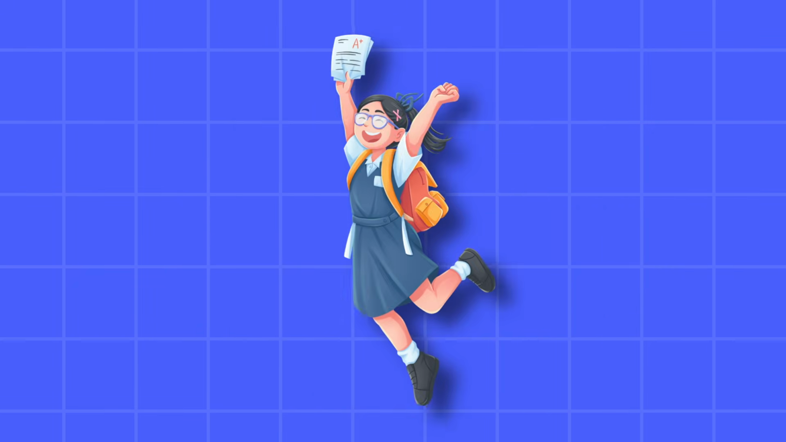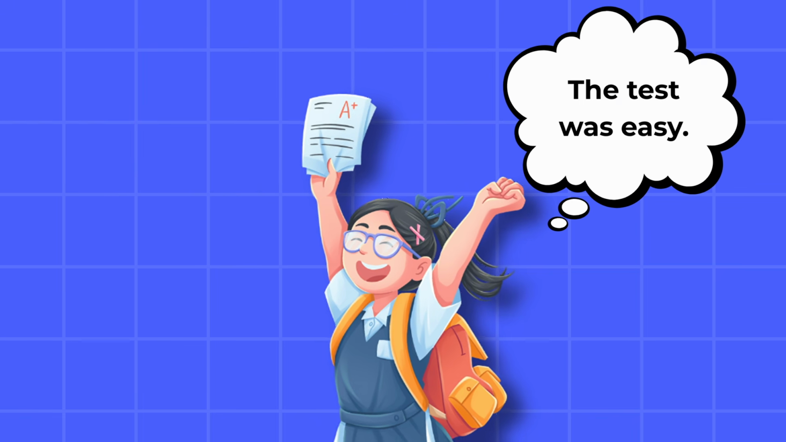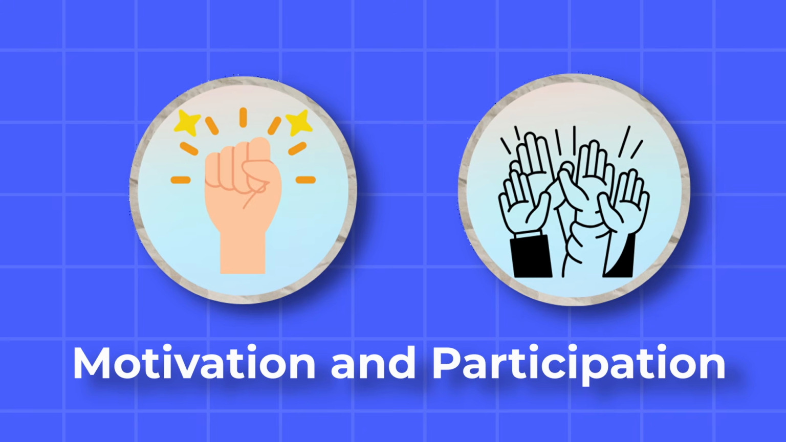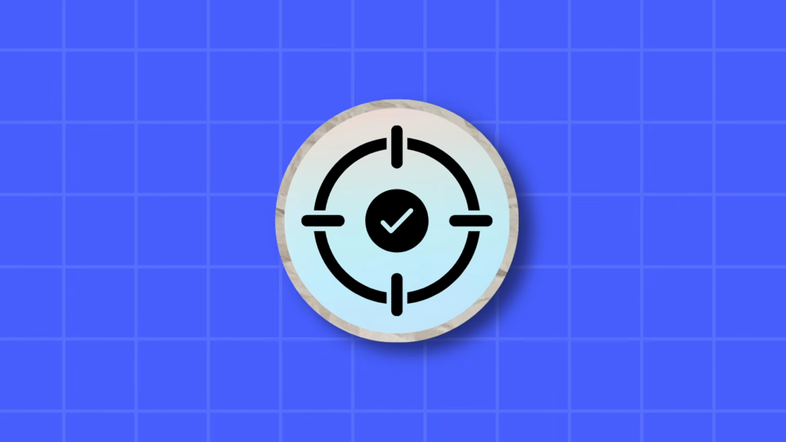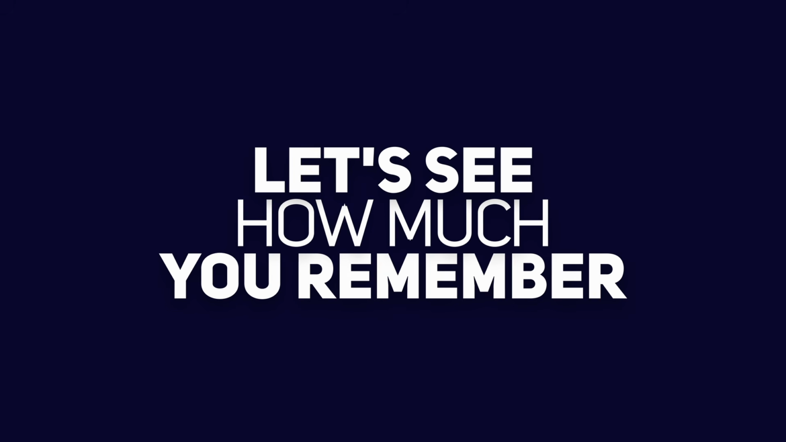To recap, locus of control is your default story about where outcomes come from. Internal points to your own actions. External points to forces outside. Experience and culture shape it, and it often correlates with motivation and participation. But accuracy matters most. Now that you've watched the video, let's see how much you remember.